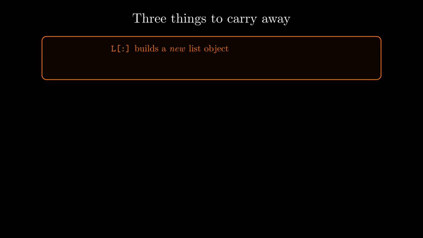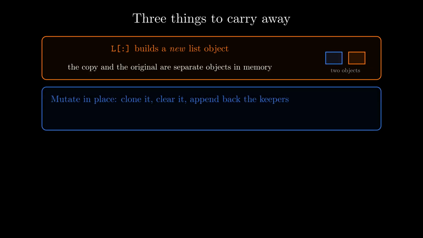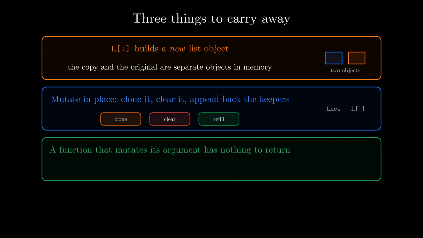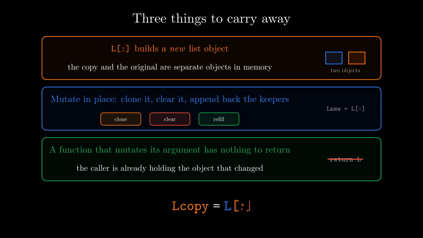Three things to carry away. Square brackets with a colon inside copy every element into a brand new list object. So the copy and the original are two separate objects in memory, and mutating one leaves the other untouched. To rewrite a list in place while still knowing what it used to hold, clone it, clear it, then append back only what you want to keep. And the function that mutates its argument has nothing to return because the caller is already holding the object that changed.